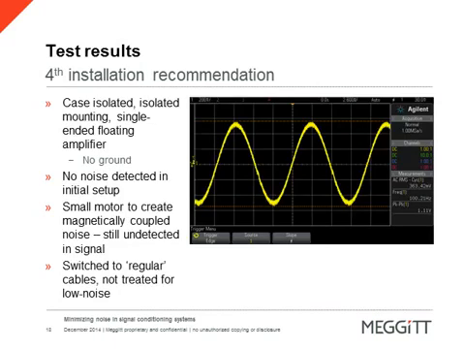We have another setup where we did the case-isolated design, an isolated mounting stud, single-ended floating amplifier, no ground. No noise detected in initial setup. Again, I must clarify here, when we say this initial setup, we are in our calibration lab where we have a fairly benign environment, very well situated for noise. So we're introducing noise purposely, trying to show this on these graphs. So we used a small motor again to create the magnetically coupled noise. We switched to regular cables as we still did not see much noise. So we went with an untreated low noise cable, and you can see some of the effects on that graph.